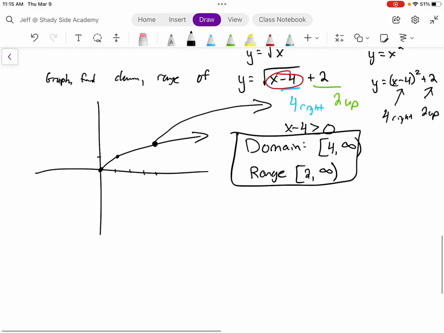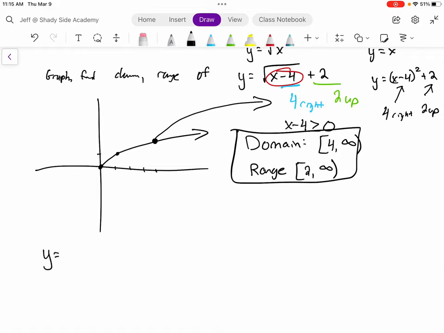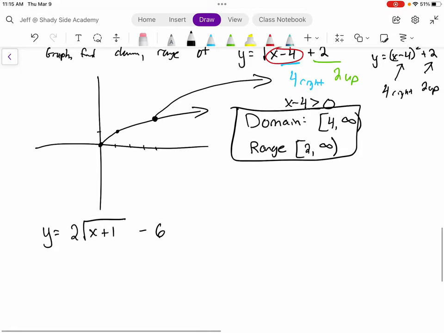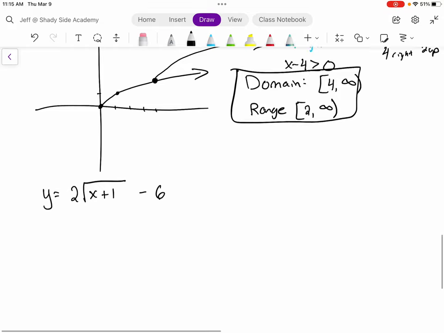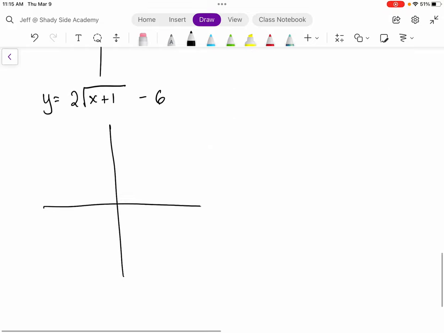Okay, so let's do another one. Let's do y equals, we'll multiply by 2 this time. We'll do 2 times root x plus 1 minus 6. Okay, so let's pause and think about what that would do. Well, we know, right, my parent guy looks like this, okay? And we know this plus 1 is going to move it left 1 unit, and this minus 6 is going to go down 6.